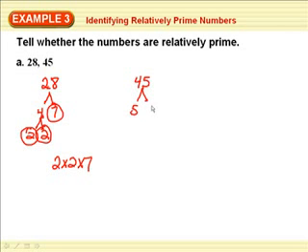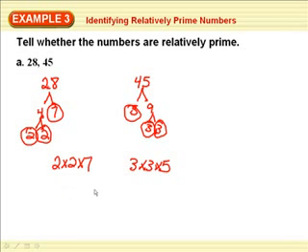45 is 5 times 9. 9 is 3 times 3. Done, done, done. That would be 3 times 3 times 5. Now remember in the last example we circle what's the same. Well, guess what? Nothing's the same. They don't have anything in common, but they really do, because if nothing else will go into two numbers, what always goes into two numbers?